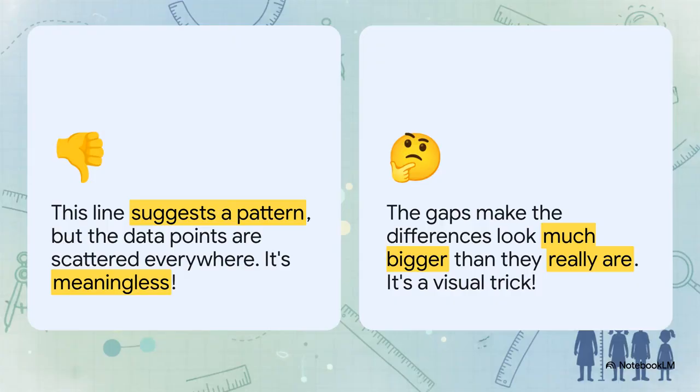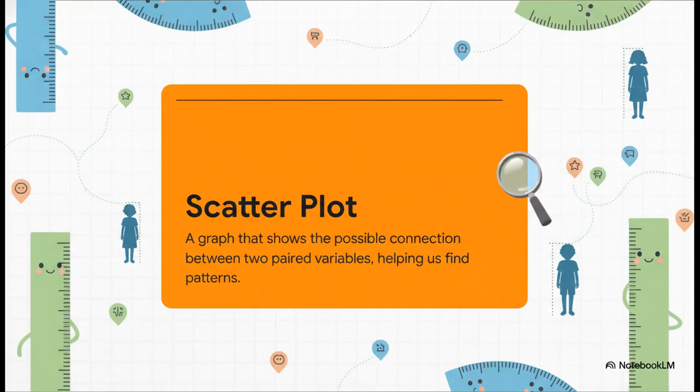Okay, on the left, the points are just scattered randomly, like confetti. So drawing a line through them is completely meaningless. It's forcing a pattern that just doesn't exist. And on the right, look really closely at the numbers. 23, 25, and 26 are all really close, but the way the chart is built makes the differences look gigantic. It's a visual trick.